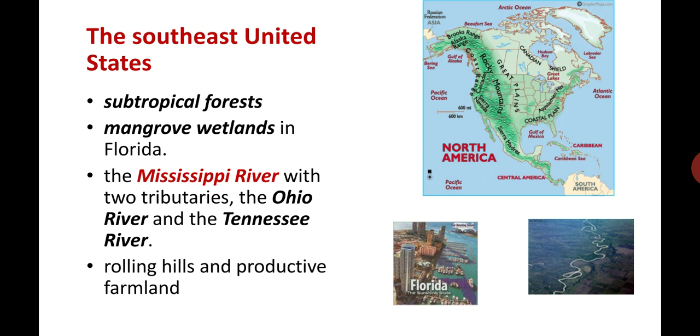The next part of the USA is the so-called southeast of the United States. The southeast of the United States is characterized by subtropical forest, mangrove wetlands in Florida, by the Mississippi River with its 2 tributaries, the Ohio River and the Tennessee River. Tributary is a river flowing into a larger river. In the southeast of the United States, you can also find rolling hills and productive farmland.